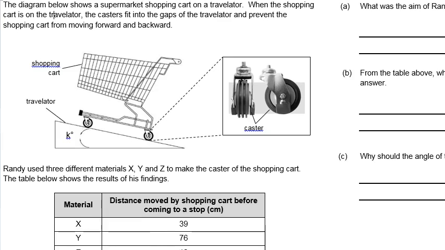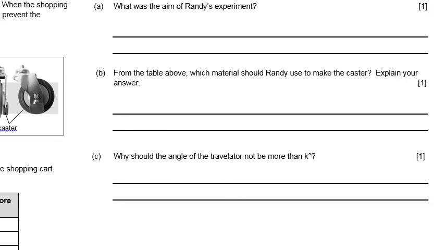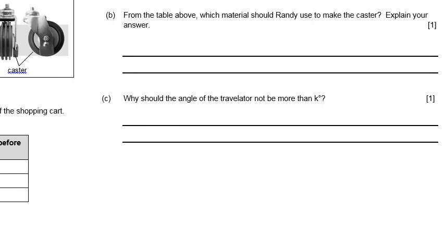Alright, okay, so from this table, which material should Randy use to make the caster? So look at these materials. Which material gives you the greatest friction? Alright, and that's what your answer should be. And why should the angle of the travelator not be made more than K is the third question.